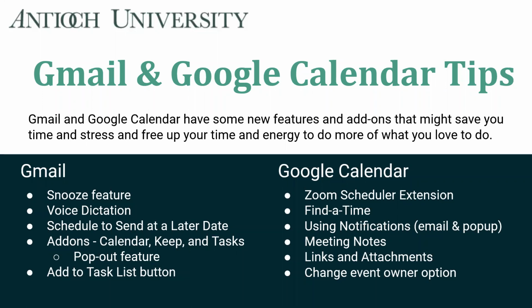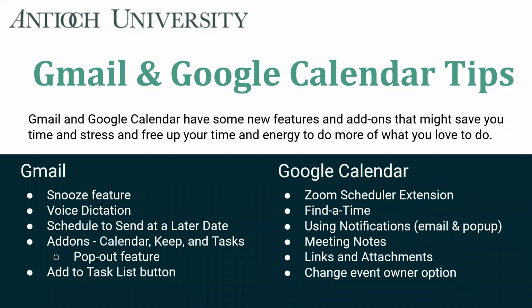And when we get to the Google Calendar section, we'll be looking at the Zoom scheduler extension that allows you to do a one-click button to make your calendar meeting a Zoom meeting. How to use Google Find a Time, how to use notifications, and there's some features in the description of your calendar events where you can attach meeting notes, links, and other attachments to calendar invites so that all of your invitees have access to them.